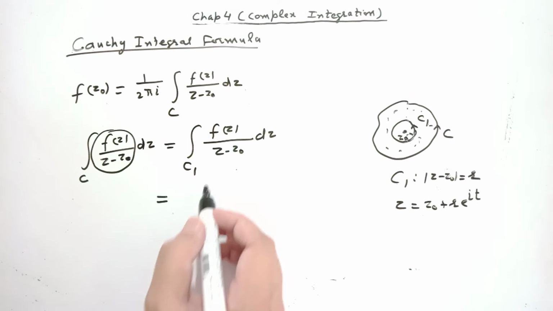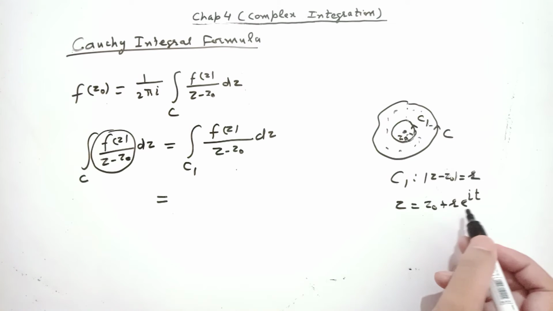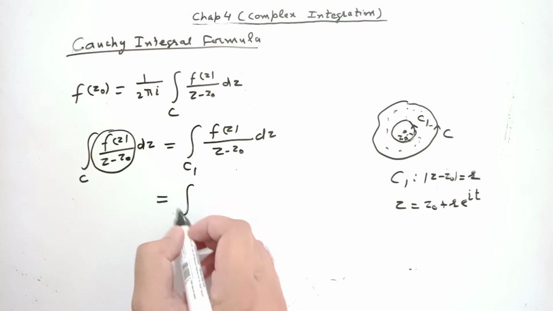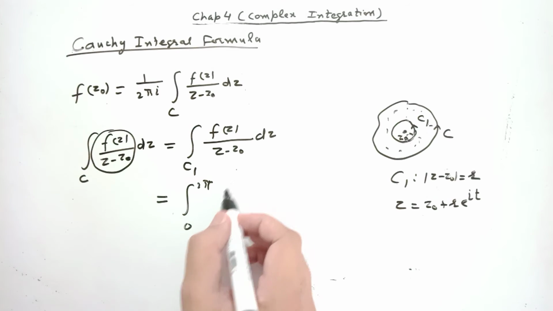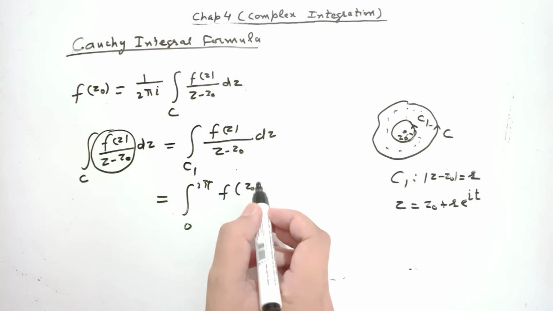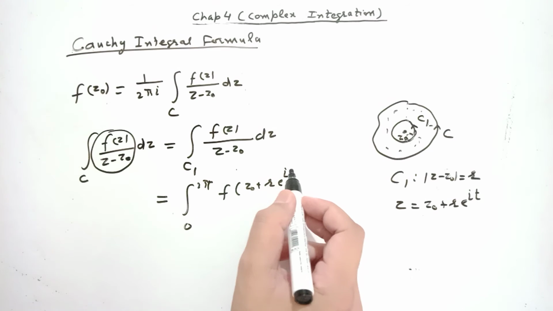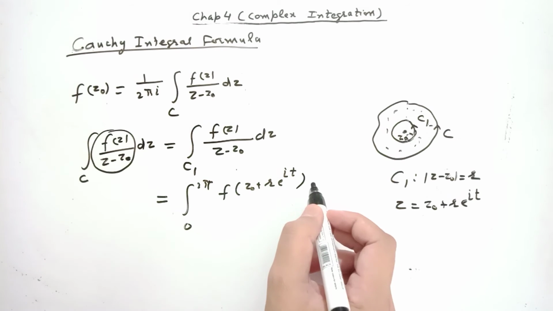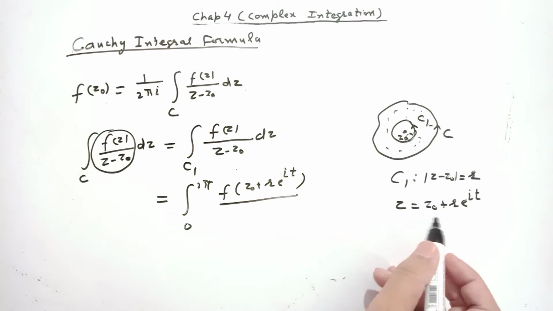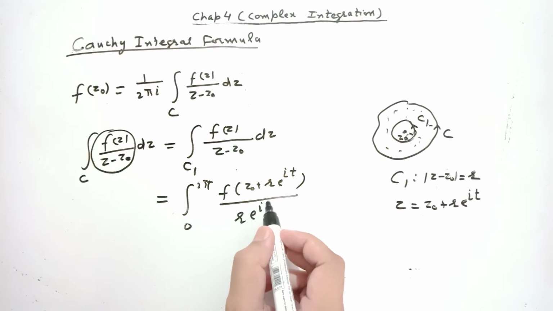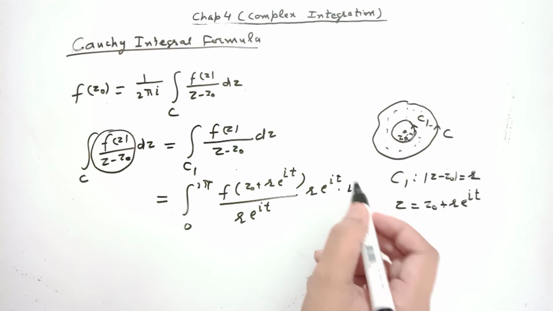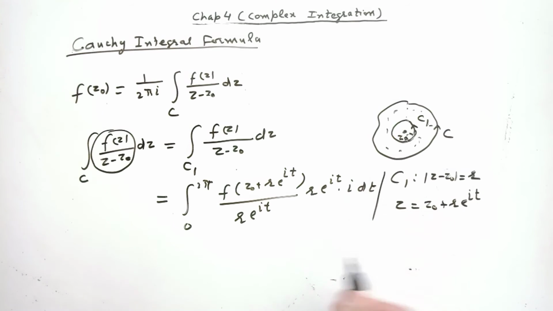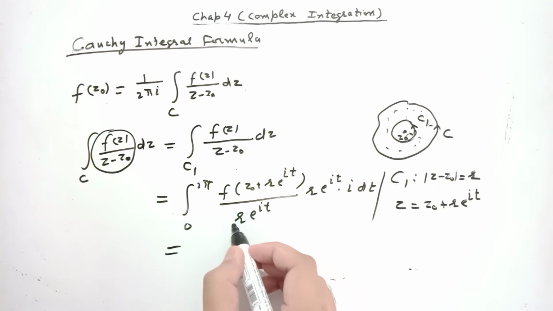Okay, now because it is parameterized in t, you can simplify it further. Integral from 0 to 2 pi of f(z0 + r e^(it)), z minus z0 is r e^(it), z prime t is r e^(it) into i dt. This is cancelled.